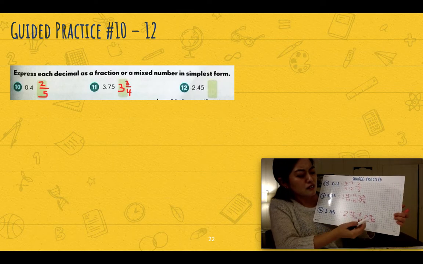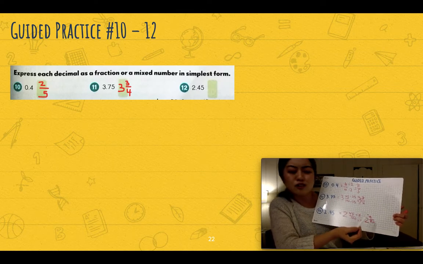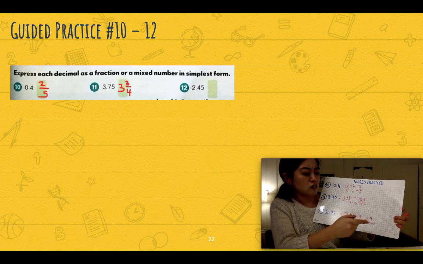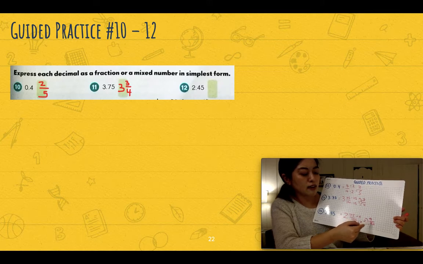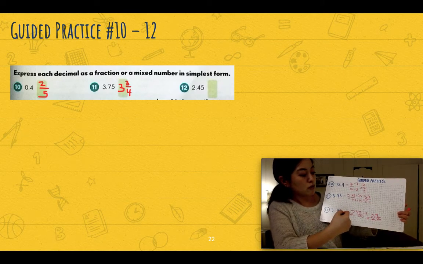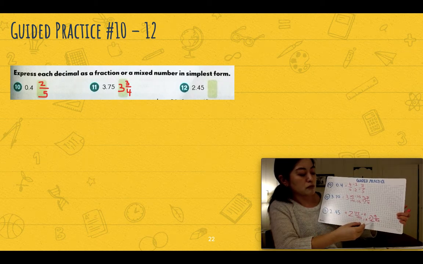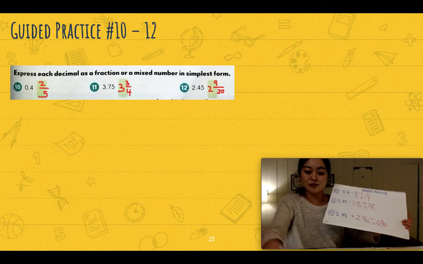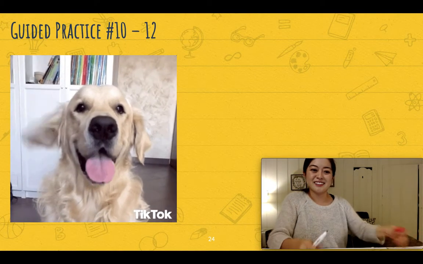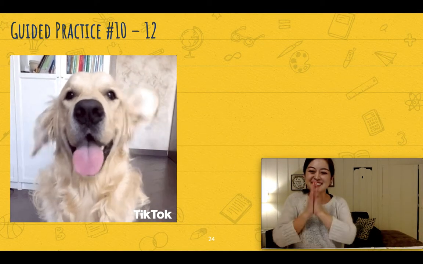Let's see. Is there a common factor between 9 and 20? 3, 4, but I can't go in there, 5. This is it. So 2.45 is equal to my mixed number 2 and 9/20. Sweet. Yay! Good job!